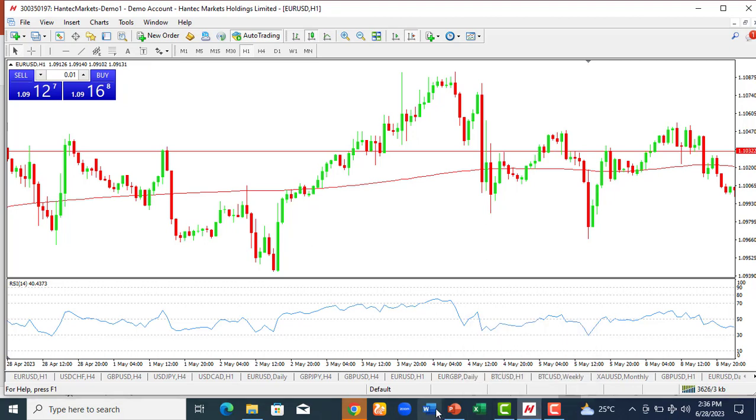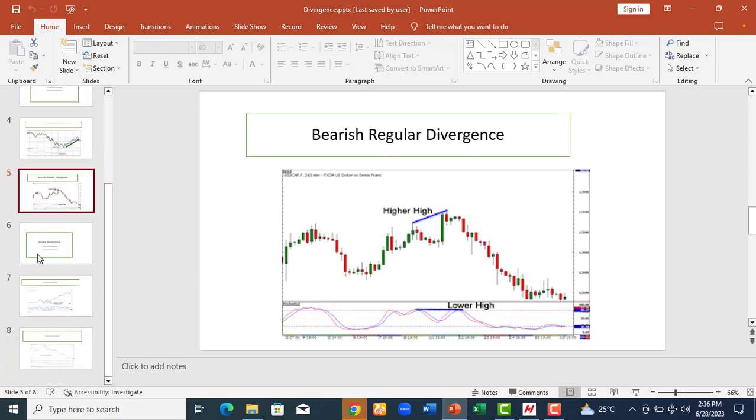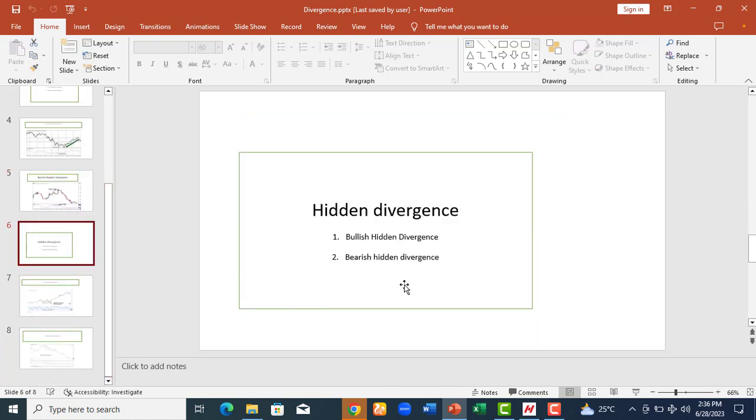Now that is it for regular divergence. So we move over to the second type, which is known as the hidden divergence. Remember, the hidden divergence shows continuation. This market has been buying, will it continue buying? This market has been selling, will it continue the sell? So it shows continuation in the forex market.